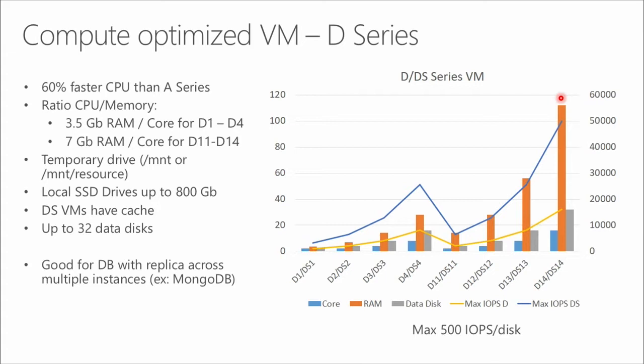The D14 series can have up to 32 data disks. So again, we're talking about 32 times 500 to count the maximum IOPS you can get. If you get all those disks attached to one VM, again, I will need a calculator to get to the number of IOPS that it brings, but that's pretty interesting.